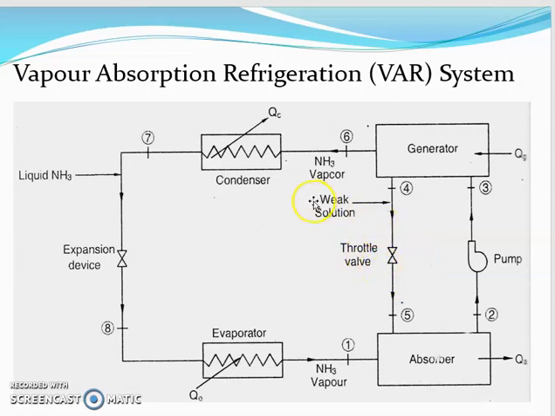Now, this is about the VAR system. If we compare this vapor absorption refrigeration system with the vapor compression refrigeration system, the VCR system, these three components, that is evaporator, condenser and expansion valve or expansion device, are more or less similar in both systems. The only difference is over here. In the VCR system we have a compressor, but in the VAR system we have an assembly of absorber, pump, generator and throttle valve.